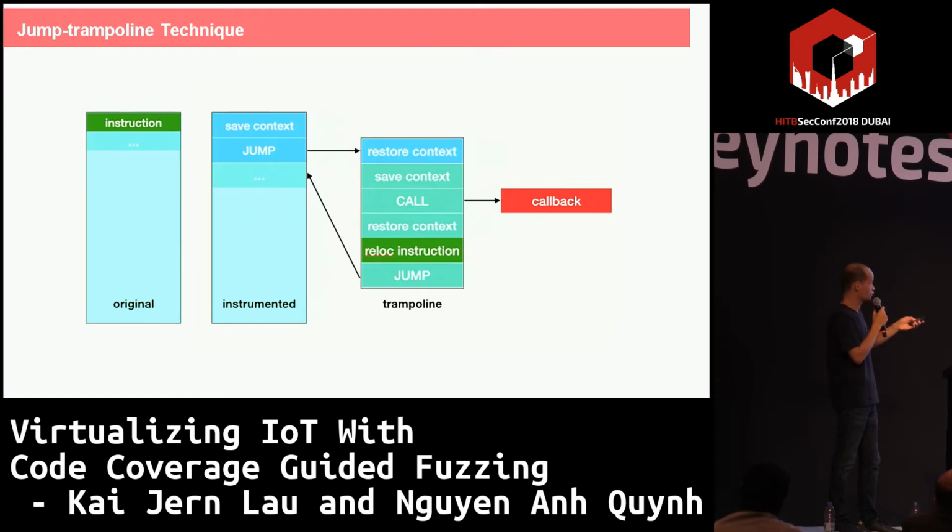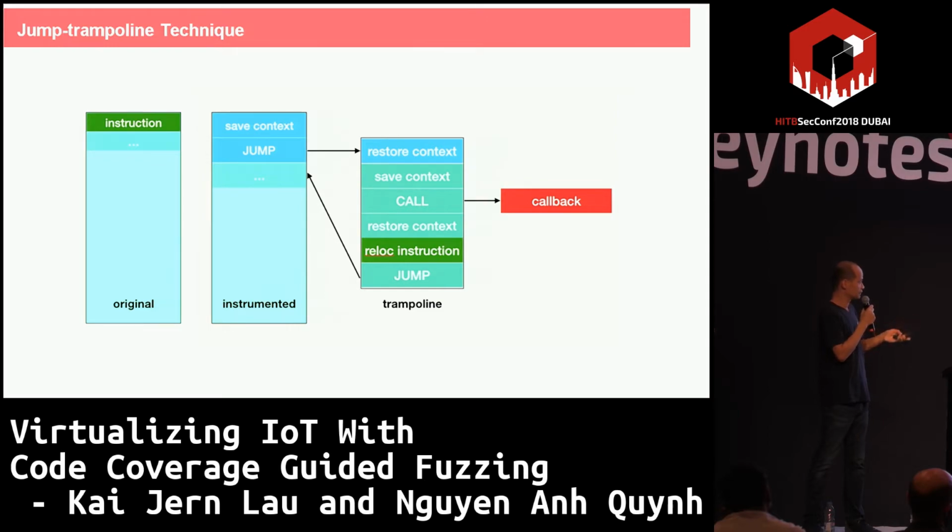Our own code will save the context, because branching to the callback can change the context. So we save the context first. After that, we jump to the trampoline buffer. Inside the trampoline buffer, first of all, we restore the context we saved after the jump. After that, we make a call to the callback, which is our instrumentation code. Because the call can modify the CPU context, we need to save the context first here. After that, we make a call to our callback, and when we return from the callback, we restore the context here.